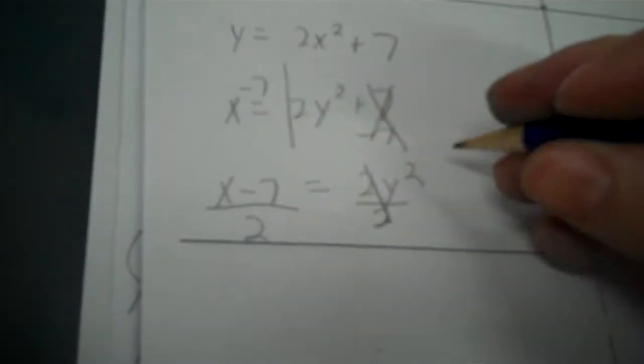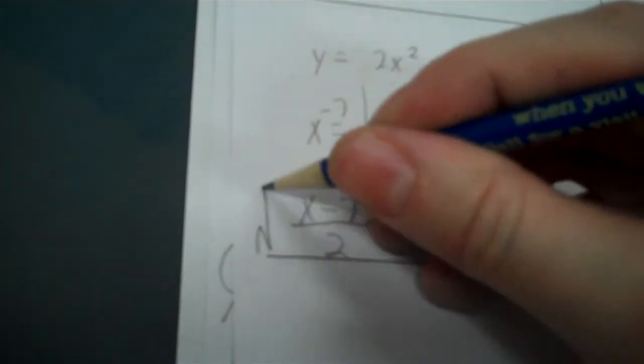Now with the power, see here you didn't have a power, now you do. You get rid of it and you make a radical, because that's the opposite of a power, and you just put a 2 right there. So y is equal to a radical 2 over the expression x minus 7 divided by 2.